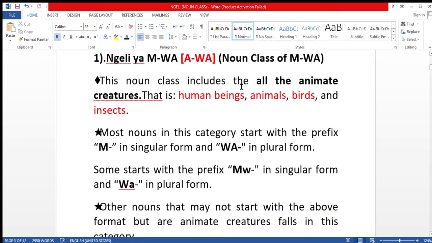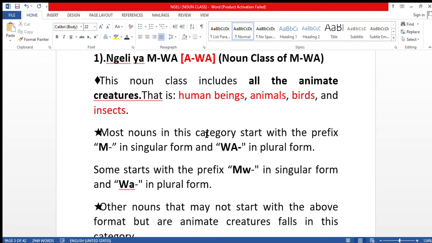This noun class includes all the names of animate creatures. That is human beings, animals, birds, and insects. Anything that breathes and dies, not plants, just living things like animals and human beings, they fall into this category. So even if the name does not start with M, and it is a living thing, it falls into this category.